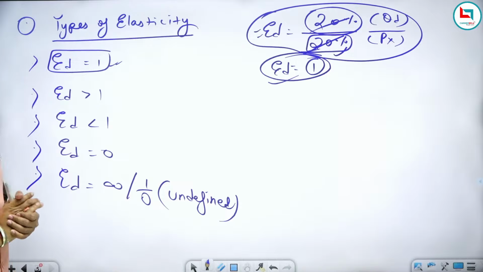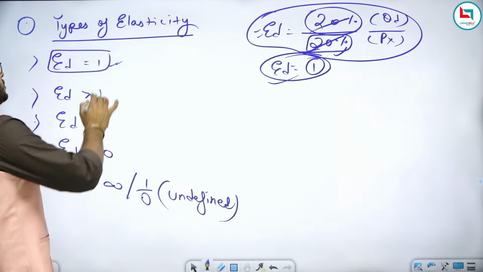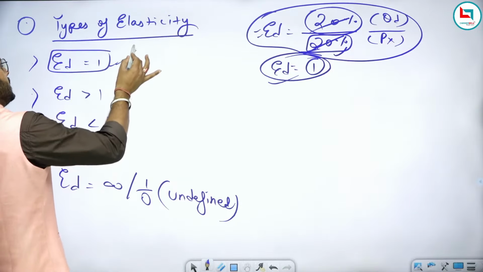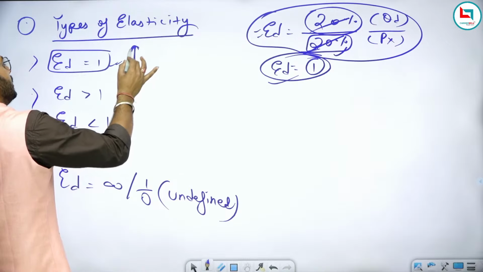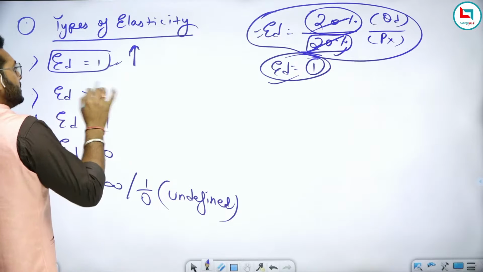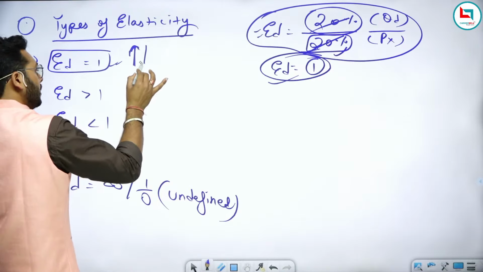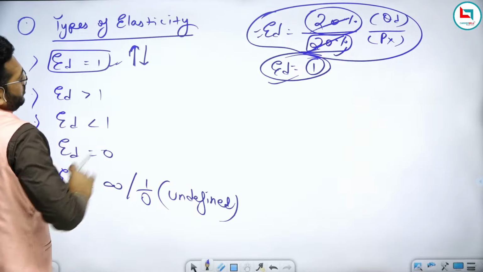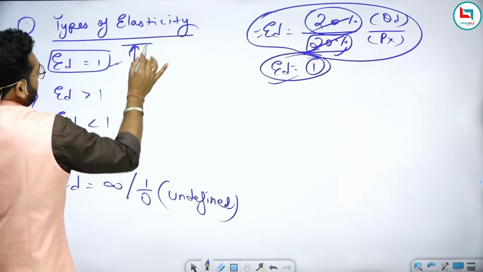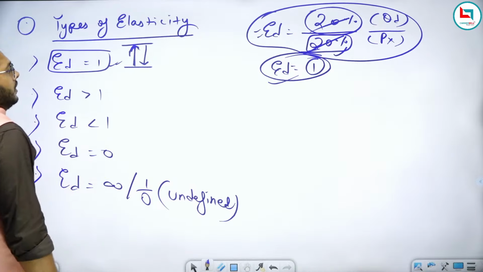Am I clear or not? So ED equals 1 means what? There is a change in the quantity demanded just as there is a change in the price. So this will be the equal condition. This is the equal condition, right?